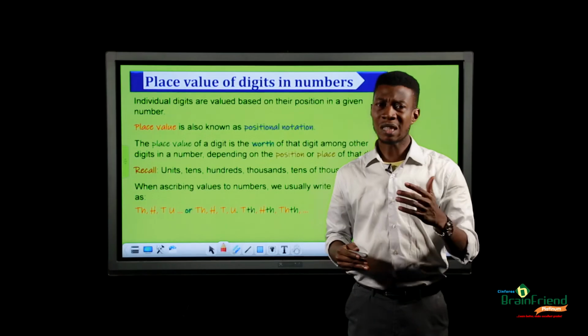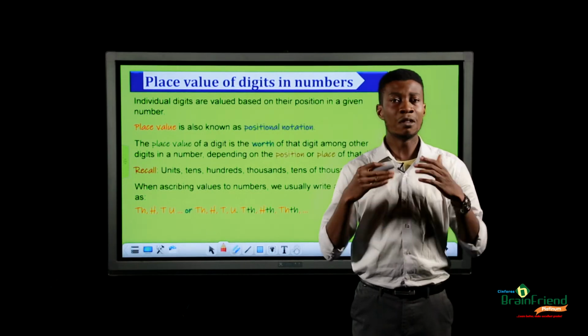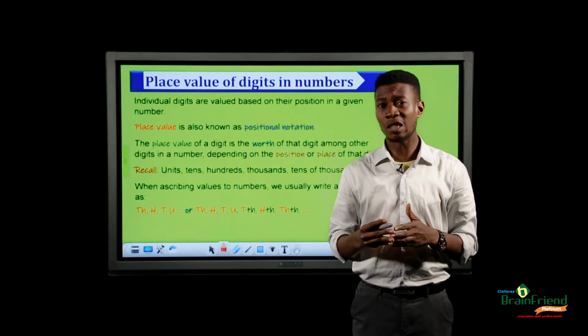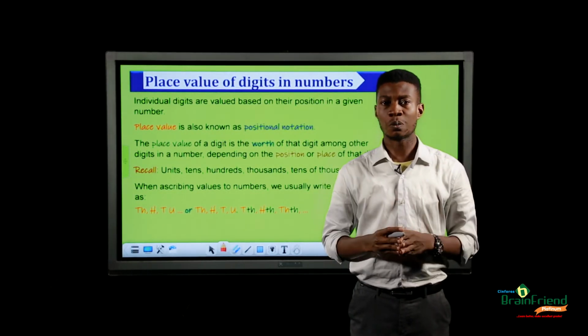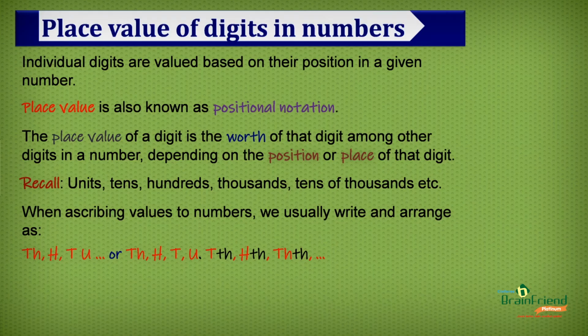Before now, you must have learned about place value. Place value is simply the value of a digit or the worth of a digit based on its position. Another name for place value is positional notation. I'm sure you can also remember your thousand, hundred, tens, and units. And for a situation where you have decimal numbers, you can have thousand, hundred, tens, units, tenths, hundredths, thousandths, and so on.